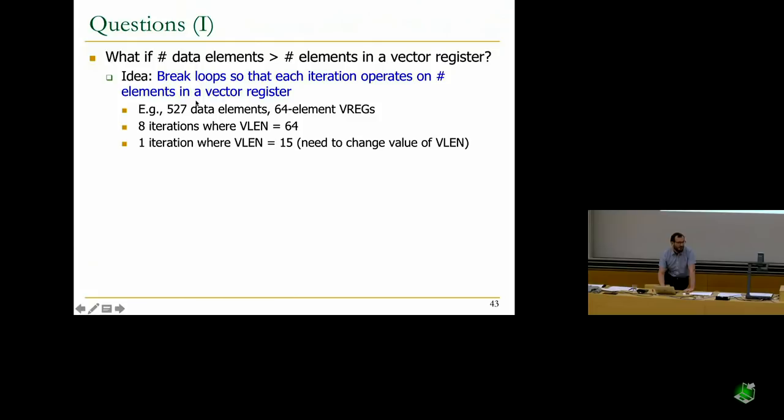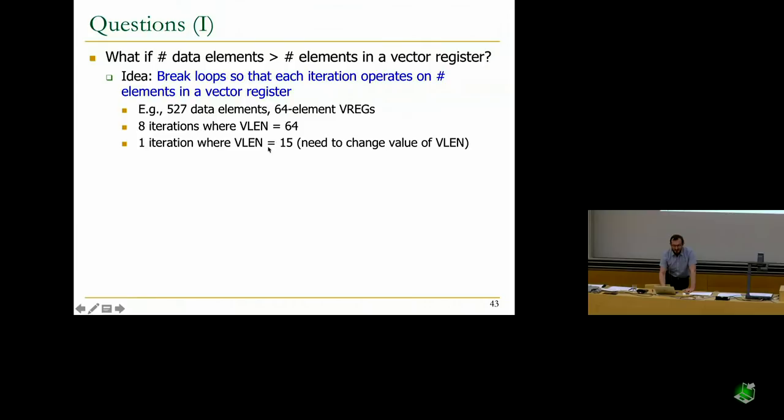So, if you have 527 data elements and 64-element vector registers, essentially you have 8 iterations where the vector length is 64. So now you have a loop. You need to have loops because of this reason. You cannot eliminate all the branches. And you have one iteration where the vector length is 15.